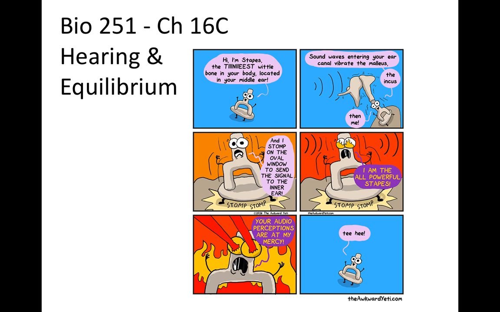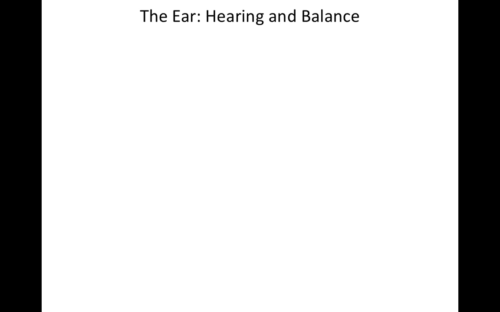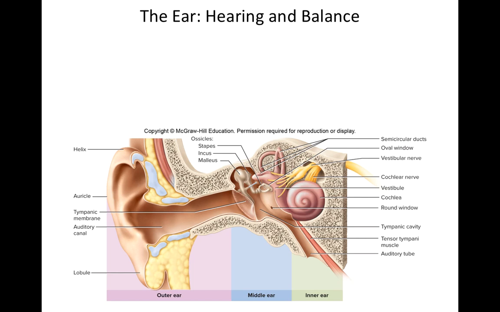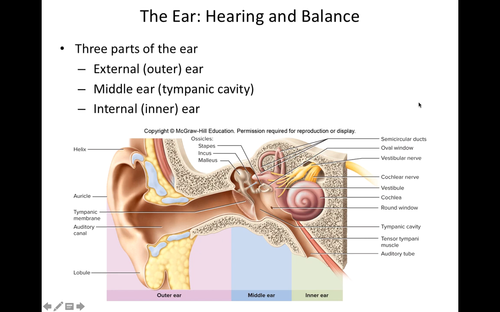Welcome back. We are going to continue looking at special senses by taking a look at hearing and equilibrium. So, these two senses are going to exist within the ear, which we divide into three parts. We've got an outer ear that goes from the auricle here down to the tympanic membrane. We have a middle ear that is made up of this cavity here, and then we have an inner ear that is embedded in the temporal bone.